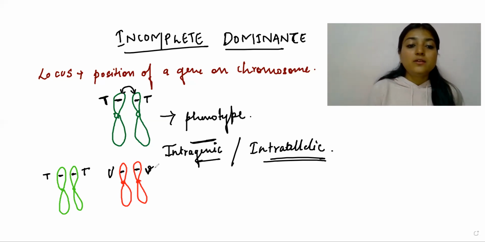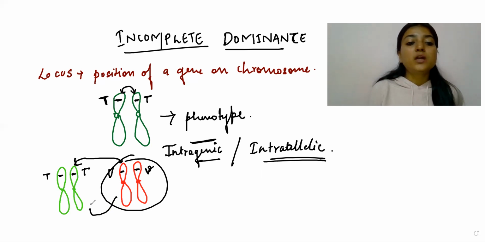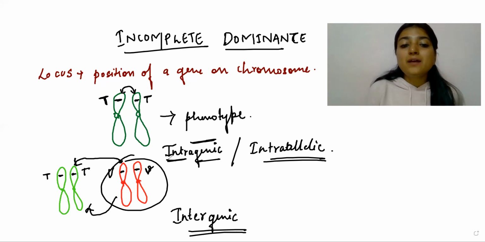Now, if one gene is interacting with another gene present on another chromosome, or it can be between the same chromosome, if one gene is interacting with another gene, the term given is intergenic. Intra means within the gene and inter means between the genes. We have to study both types of interaction.